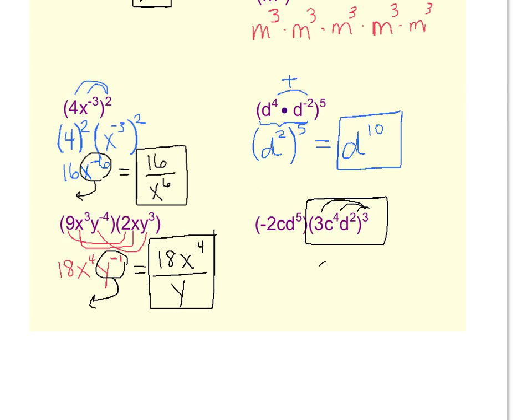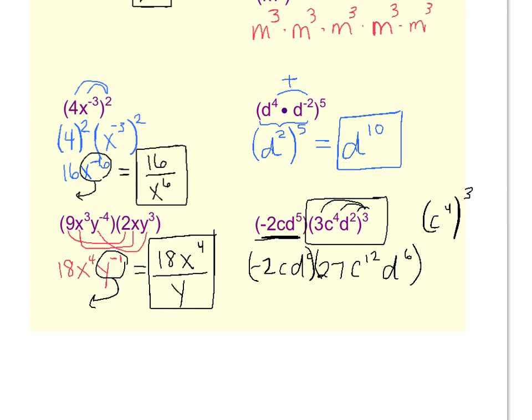3 to the third power is 27. Now that c to the fourth, I'll write it off to the side, c to the fourth, when that gets cubed, we're going to multiply those exponents. So we'll have c to the 12th. And then when your cubed goes into the d, you're going to multiply those exponents also. So you're going to have d to the 6th power. I'm going to put that back in parentheses because that is still being multiplied by that first set of parentheses. That negative 2c d to the 5th.